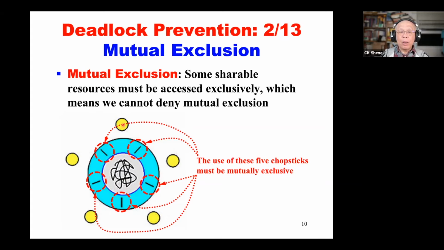While this chopstick is being used by this philosopher, another philosopher cannot have it. Therefore, these chopsticks must be used in a mutually exclusive way. Therefore, if in your program there are resources that can only be accessed by one process at a time, then you cannot deny mutual exclusion. So this is important. Mutual exclusion is probably the last condition you want to get rid of.